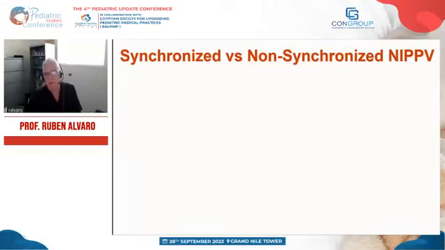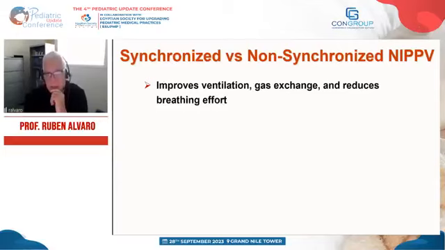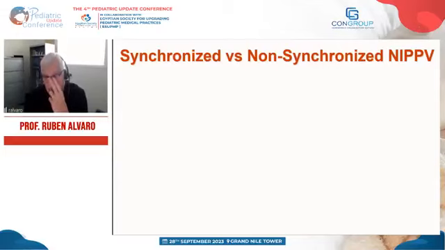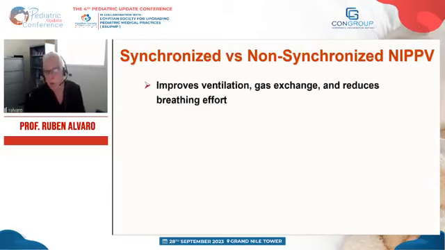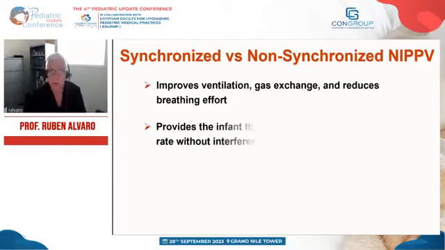Now, in terms of synchronized versus non-synchronized NIV, when you think about it, it makes a lot of sense that the synchronization will be better. Why? Because when you're not synchronizing, the machine is going to deliver that breath regardless of what the baby is doing. So the machine may be delivering that breath when the baby is expiring, or when the airway is closed. And that will create a lot of asynchrony at the chest, and that may not be good for ventilation. So ideally, you want to deliver that ventilator breath when the baby is inspiring and when the airway is open. So again, it will, in theory, give you better ventilation, gas exchange, and reduce breathing efforts if you can synchronize those breaths.